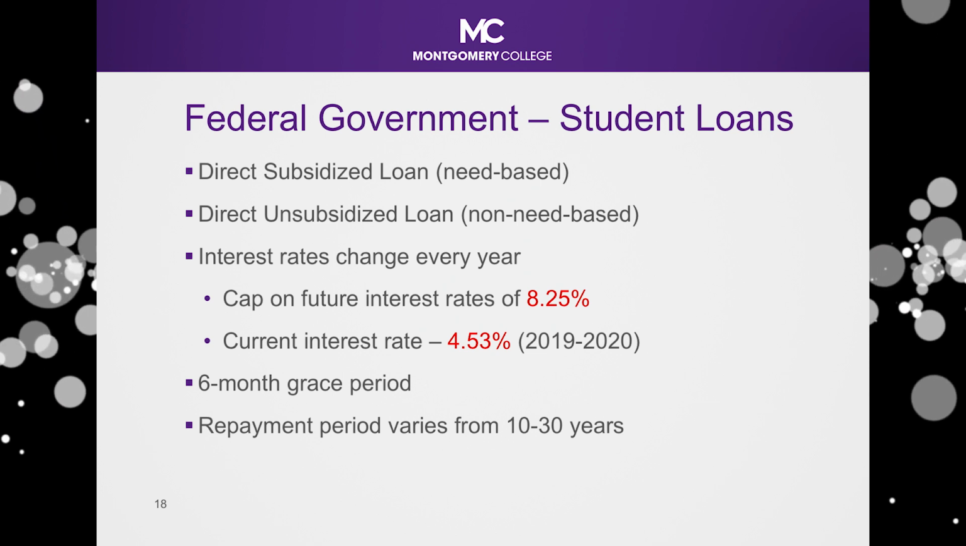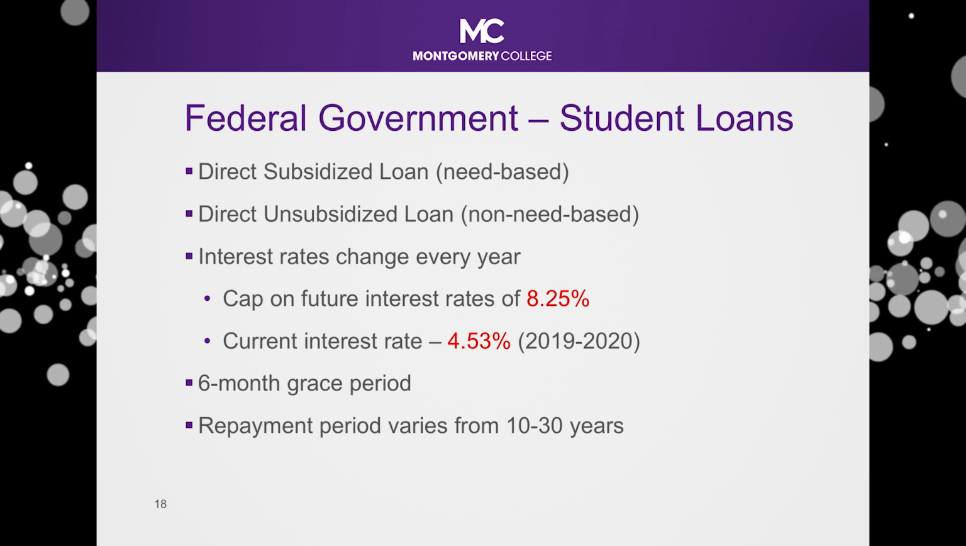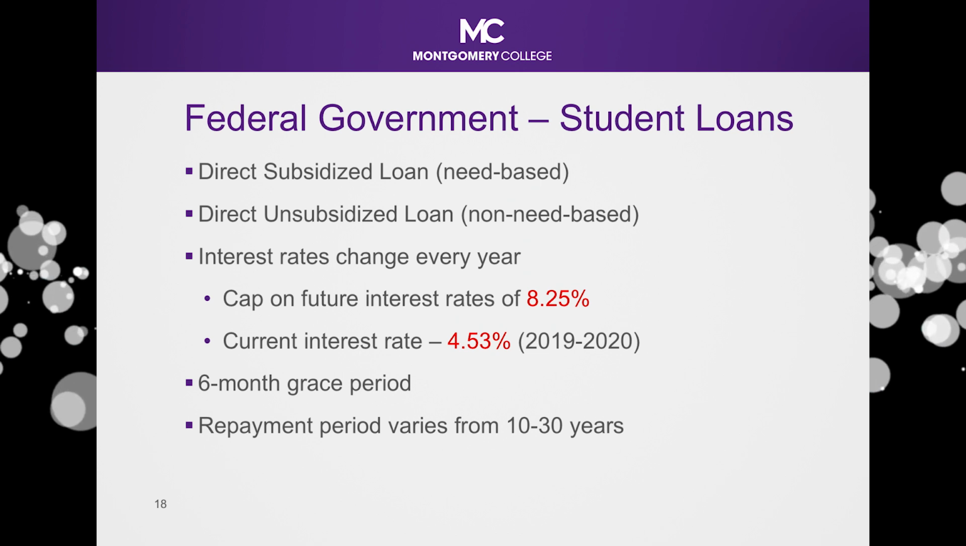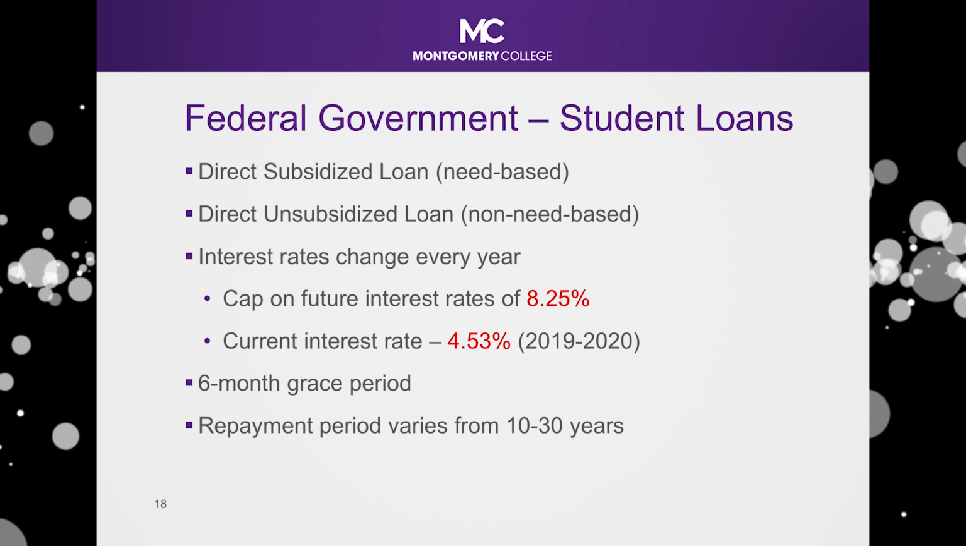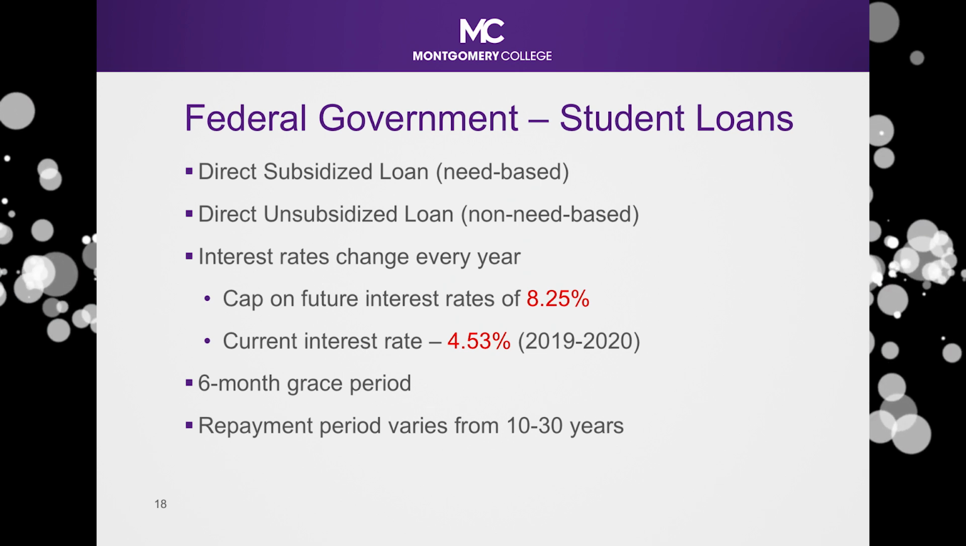The repayment period can vary between 10 to 30 years. There are a lot of different repayment schedules, and based on what your situation is, that will be something you would, at that point, try to figure out what's best for you as far as repayment is concerned.